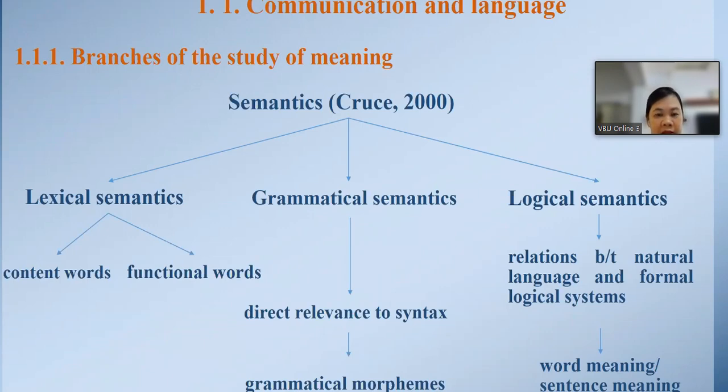Semantics has three subfields. The first one is lexical semantics. The lexical semantics focuses on two types. The first one is the content words, or content meaning. The second one is the functional words.